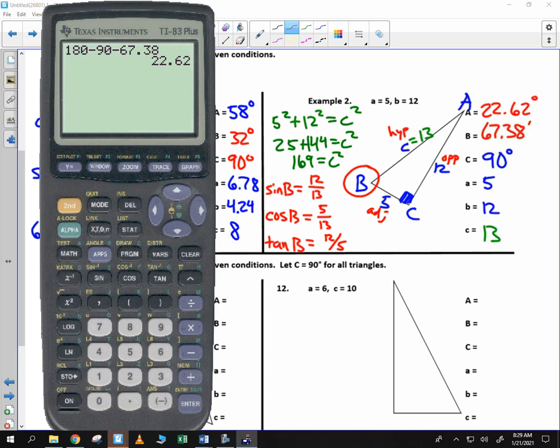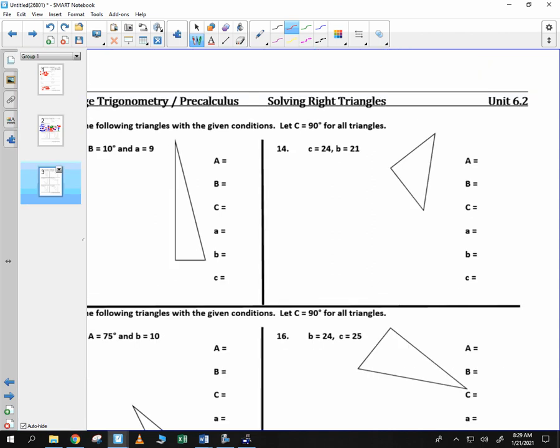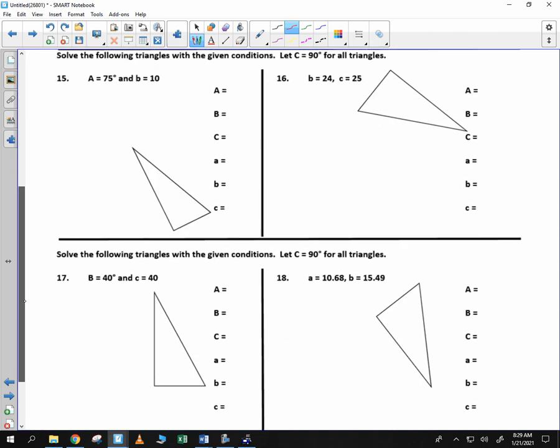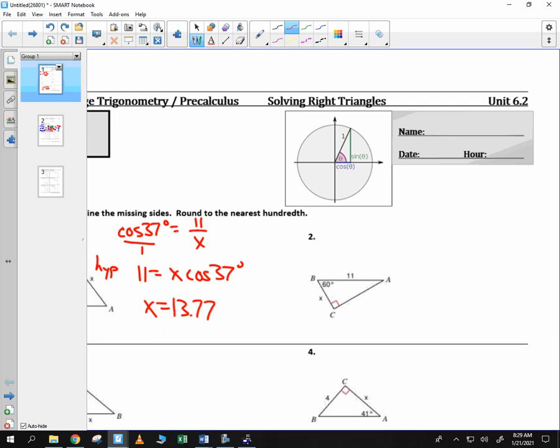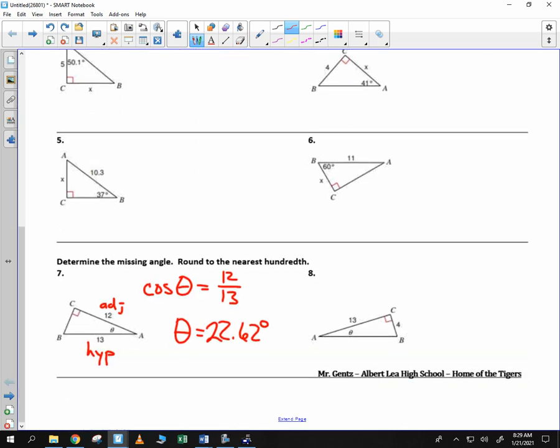So that's how you solve triangles. So just to cover again, there you have those couple problems to work with, as well as these. It starts off with just finding a missing side and using your inverse operations as well.